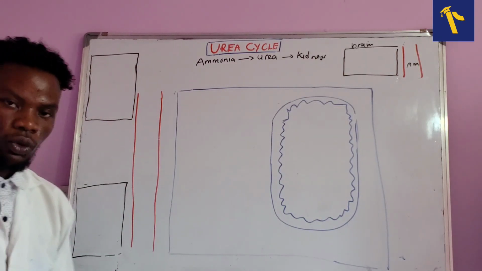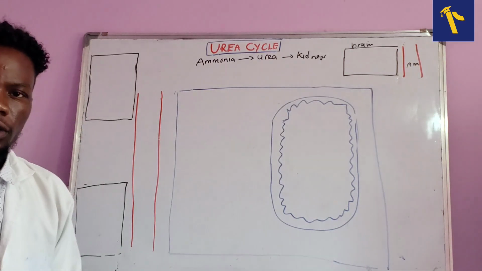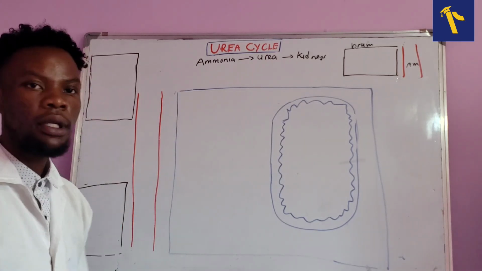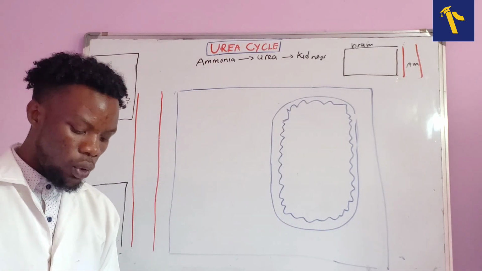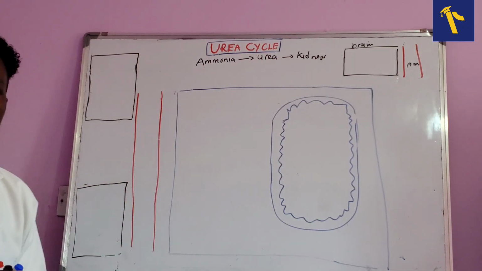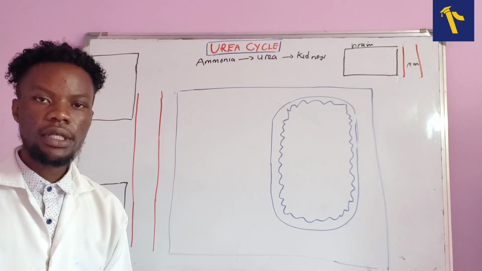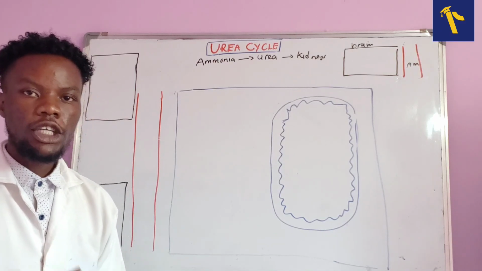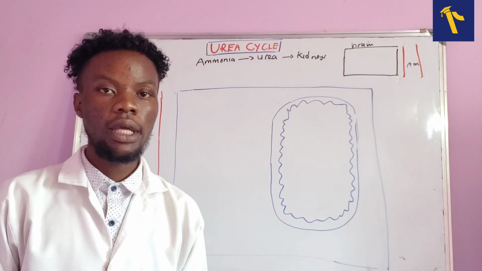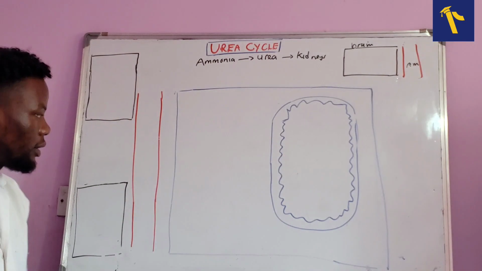No wonder the urea cycle is very important. Now, the question that you need to ask yourself is, where is this ammonia coming from in the body? Ammonia comes from different processes in the body, but the most common process that we know is the digestion of proteins. So ammonia mostly comes from the breakdown of proteins.